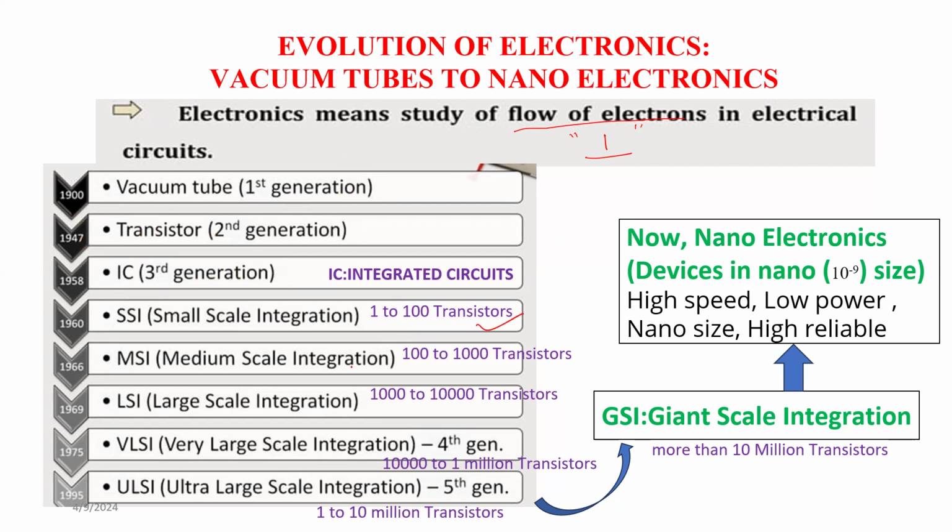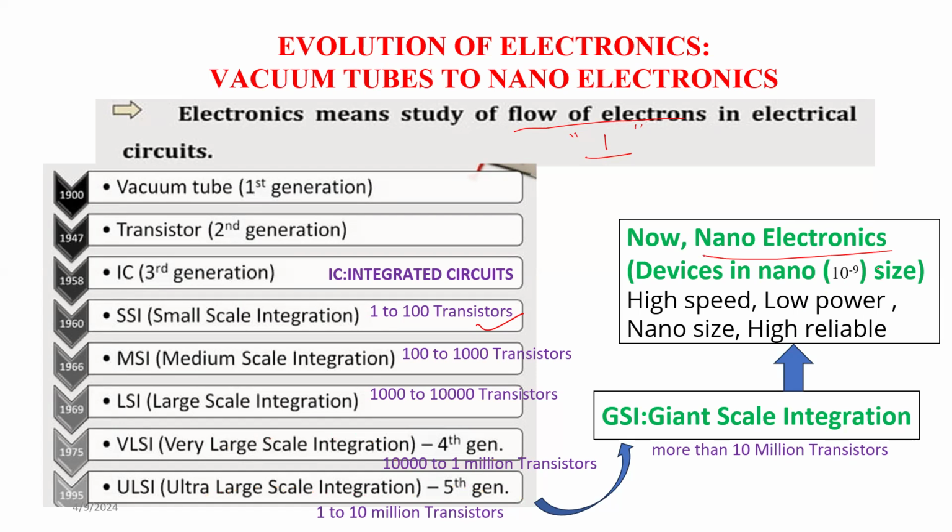100 to 1000 transistors may be medium scale, and 1000 to 10,000 is large scale. VLSI, very large scale integration, is 10,000 to 1 million transistors. From 1 to 10 million transistors may be called ultra large scale integration, the fifth generation. Then the next one, GSI, giga scale integration, has more than 10 million transistors. Finally, we land upon nanoelectronic devices, 10^-9.